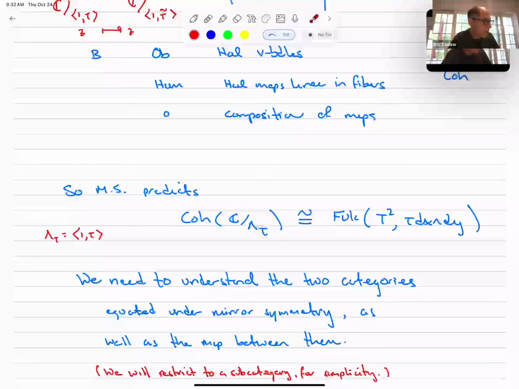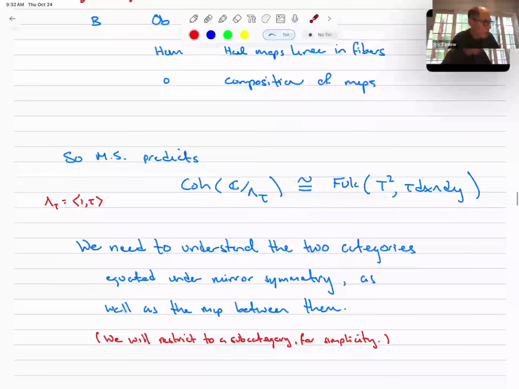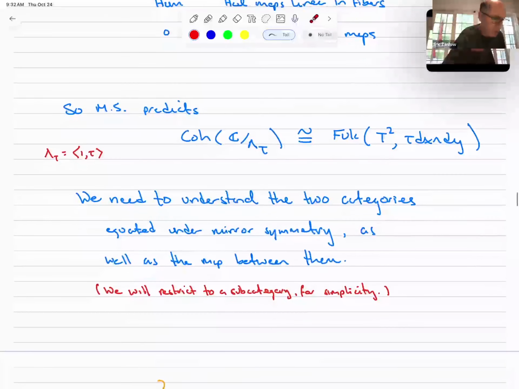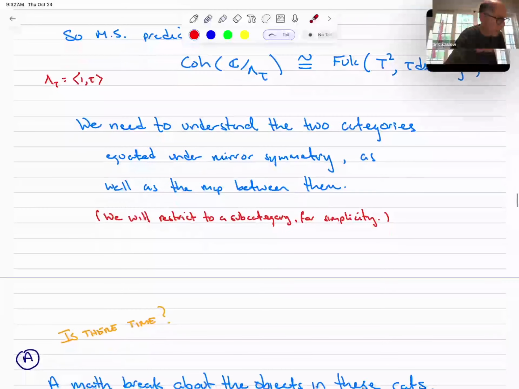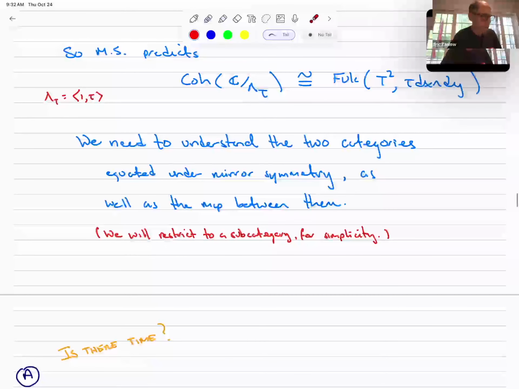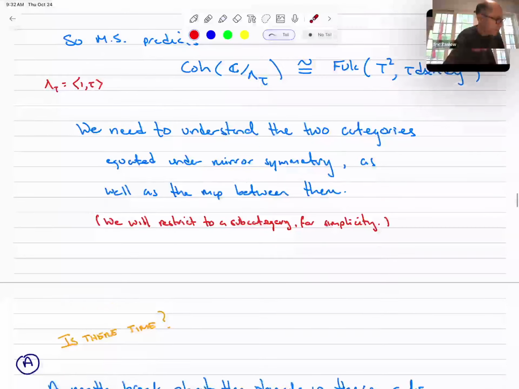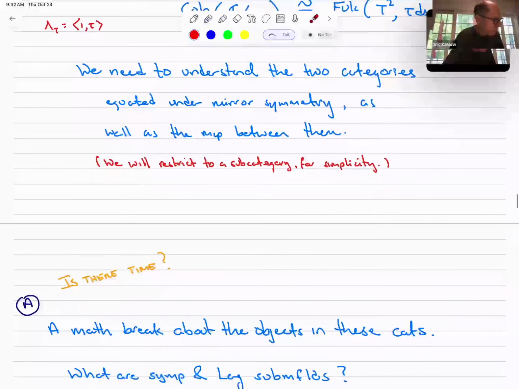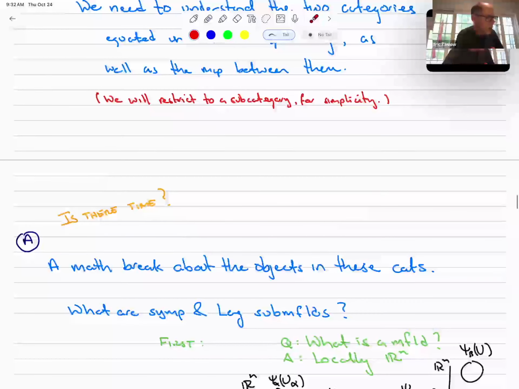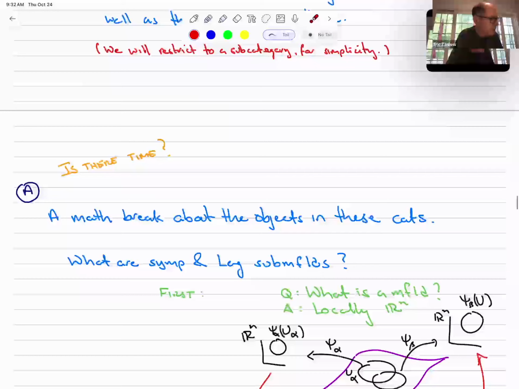So I gave some sketch of the objects, but I want to maybe say a little bit more mathematically about what they are. Is there time? That's for me to ask myself. I think there's some time. So here's a math break about the objects in these categories.